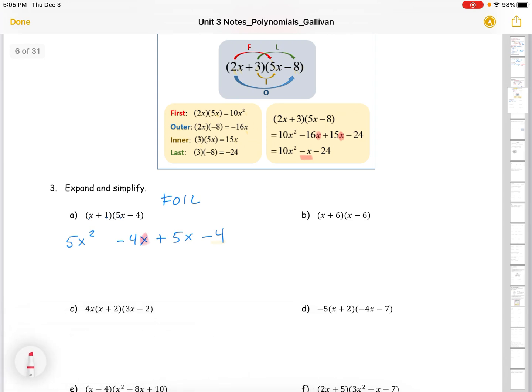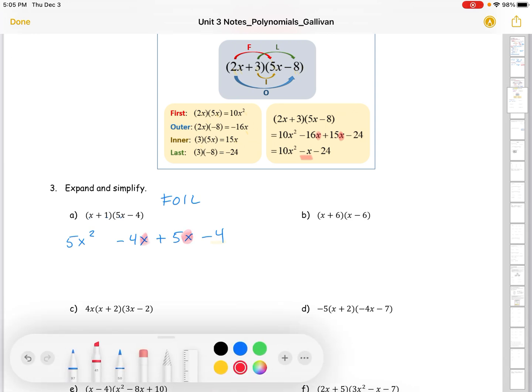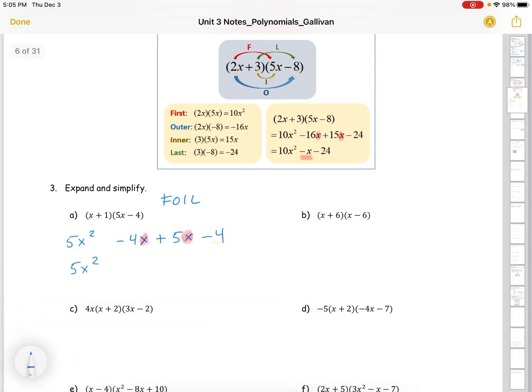We want to now combine our like terms, which are the x, and just telling you honestly, it's usually the two middle terms that you have to combine. Negative 4 and positive 5 will be positive 1x minus 4. And we get what's called a trinomial. Okay? Now at any point here where you think you got it, pause the video, try it, then press play and see if you got it right.